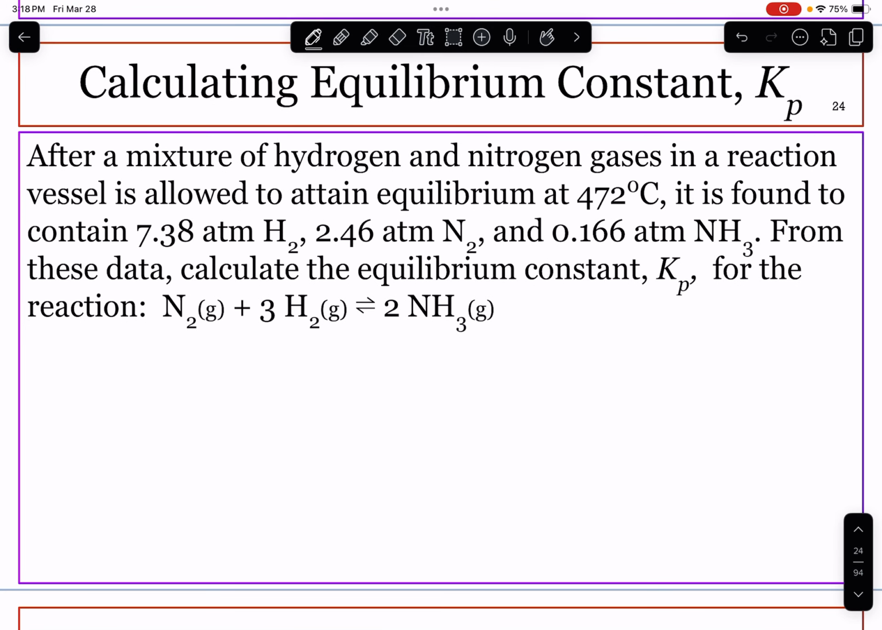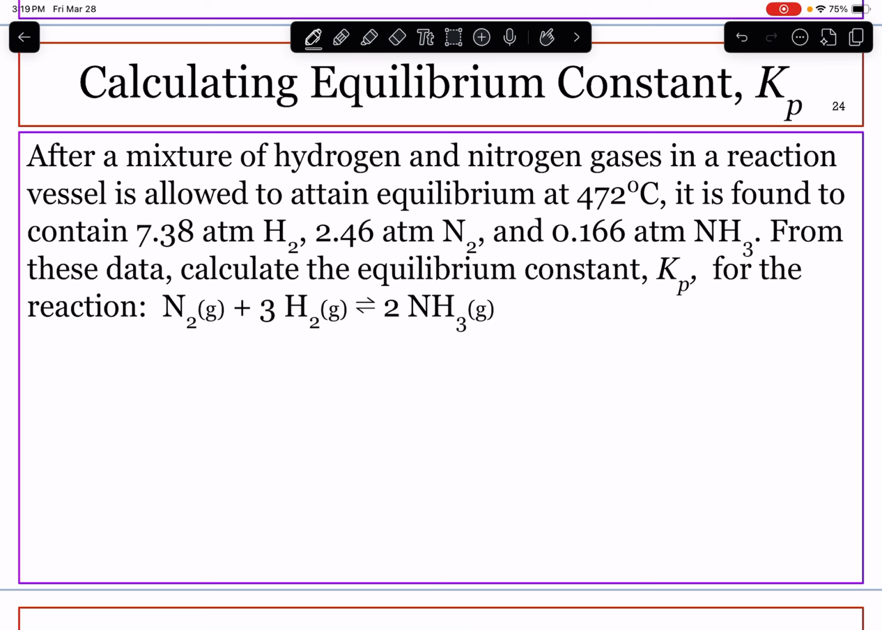After a mixture of hydrogen and nitrogen gases in a reaction vessel is allowed to attain equilibrium at 472 degrees Celsius, it is found to contain 7.38 atm of hydrogen, 2.46 atm nitrogen, and 0.166 atm NH3, or ammonia. From these data, calculate the equilibrium constant K sub P for the reaction.